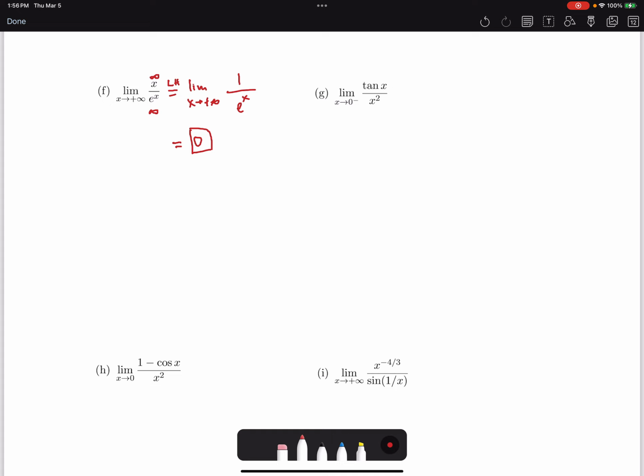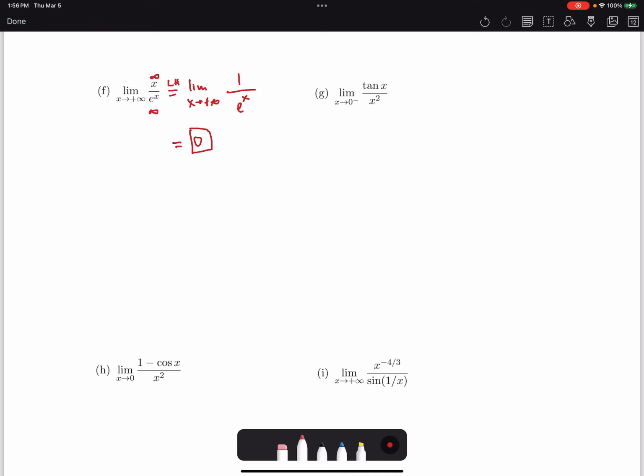Okay. What about something like tangent x over x squared? I think I've walked you through enough of these examples that you've kind of got the idea now. So what I would do is invite you to go ahead and give the video a pause and see if you can tackle part G on your own. Okay, here's my solution.